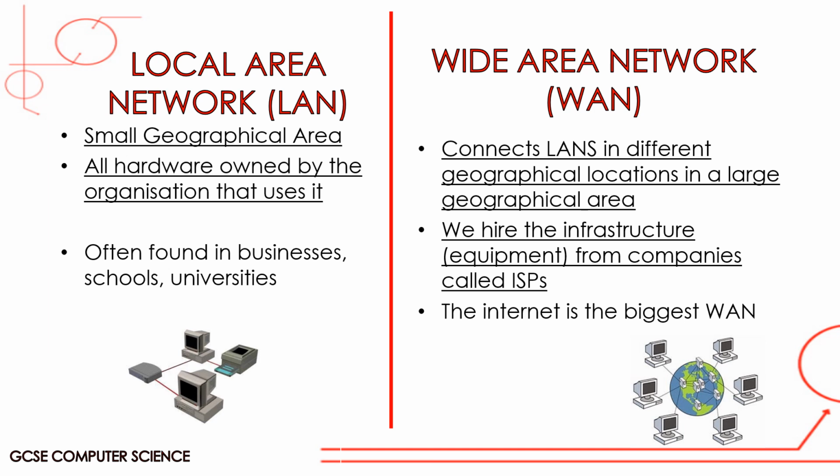The other difference is that the hardware is owned by whoever owns the LAN. So in other words, inside the building or school or university, anything like that, it's that organization that owns the hardware. In a WAN, the equipment or all of the infrastructure is owned by an internet service provider. The internet is an example of a WAN.